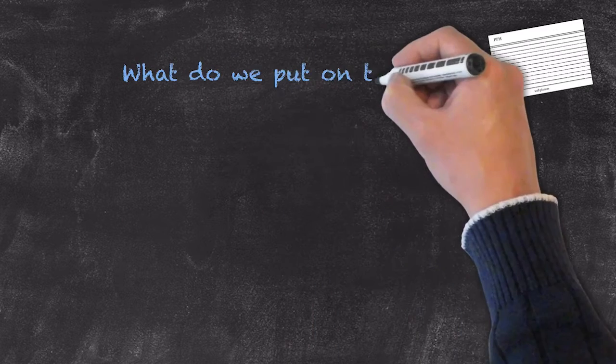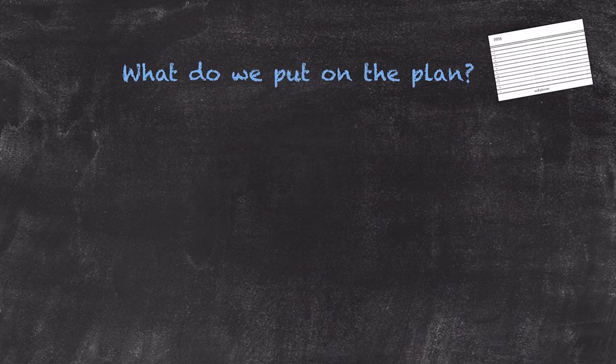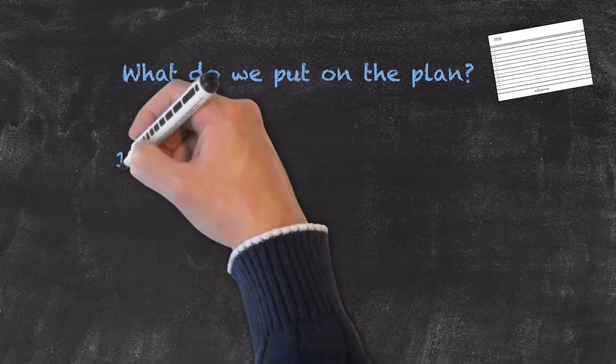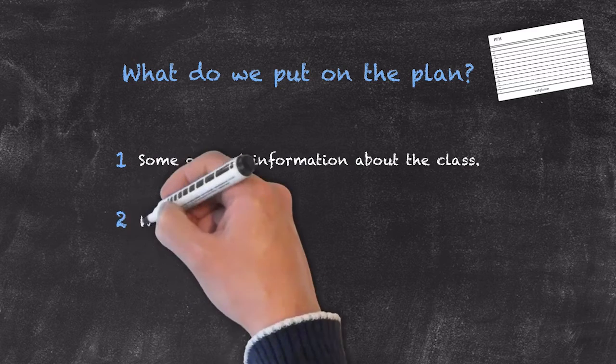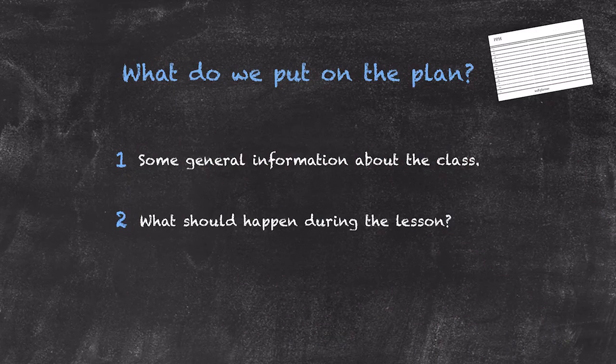What do we actually put onto that plan? Basically, there are two areas that we need to cover on our lesson plan in order for somebody else to be able to take that plan and adequately cover our lesson. Firstly, we need to put some general information about the class that is being taught, so how many people are going to be there and so on and so forth. And secondly, what should happen during the actual lesson. So what does our lesson plan actually look like? So let's have a go at creating a lesson planning document.